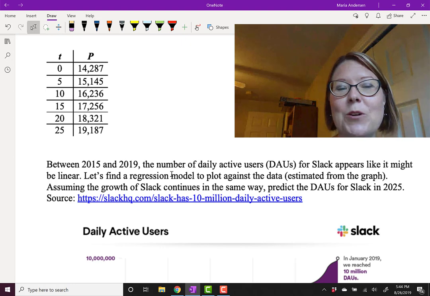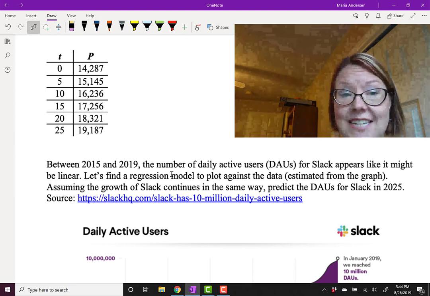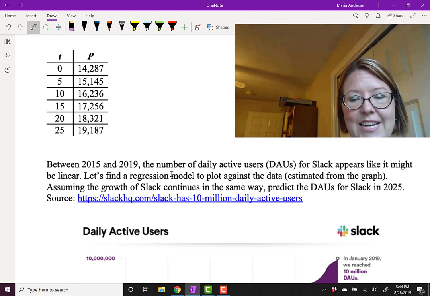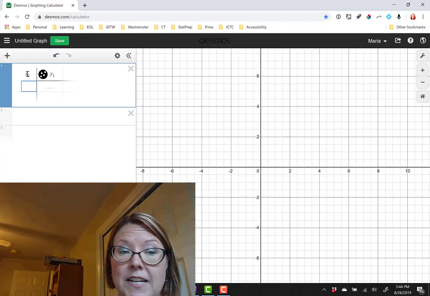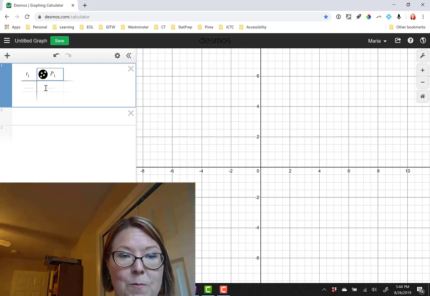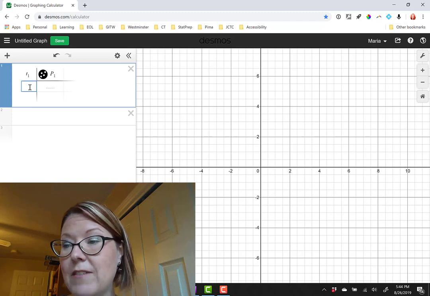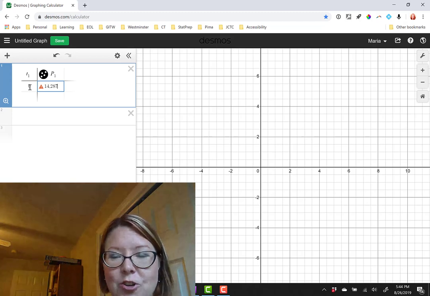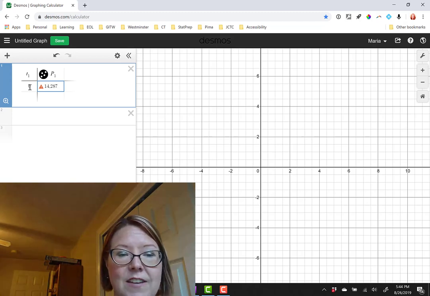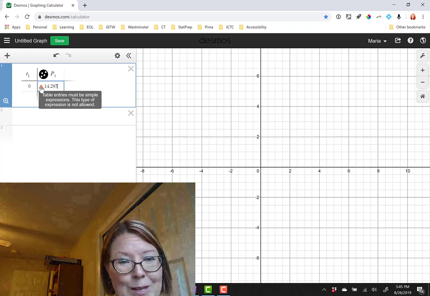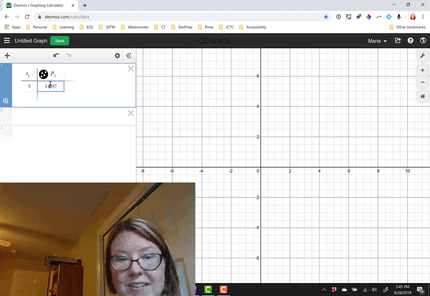In our next example, we're using a data table involving lowercase t and capital P, maybe something like time and population. Again, let me read the data as I enter it into Desmos. I'm going to insert a table of data and then edit x1 to be t1, lowercase t, and y1 to be capital P1. In the first row of data, we have 0 and then 14,287. Now, I put the comma in here just to show you what happens if you write 14,287. You'll get a little error and it says, table entries must be simple expressions. This type of expression is not allowed. That's simply because I put the comma in. So make sure you don't enter data with a comma. Desmos won't like that.